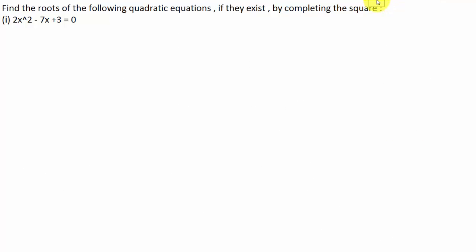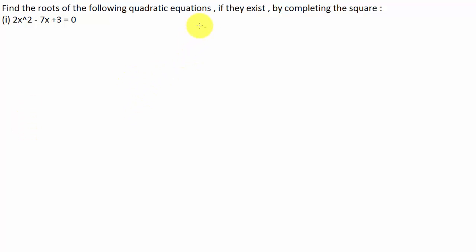This is question number 1 in exercise 4.3. I'm just gonna do one question. The rest follow the same pattern. Okay, so this is raised to 2. This is raised to 2. This is raised to 2. That is 2x squared minus 7x plus 3.